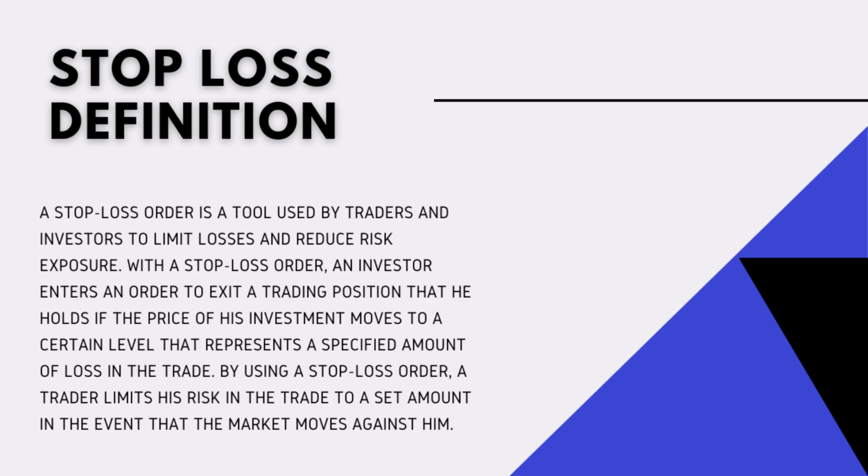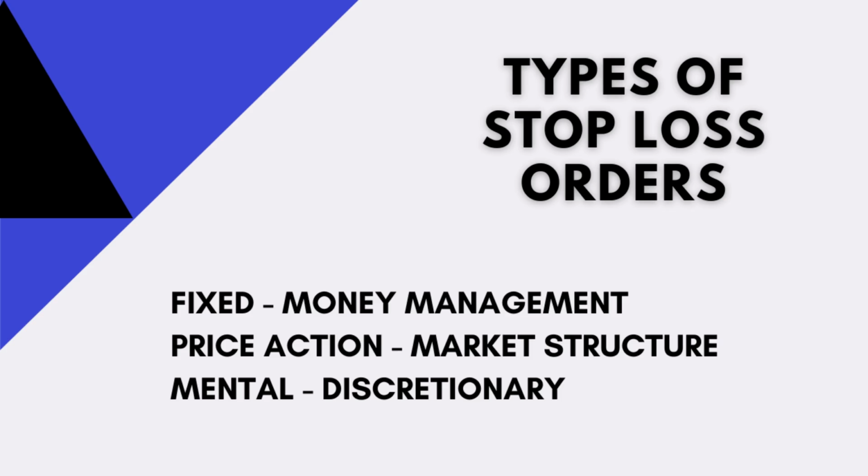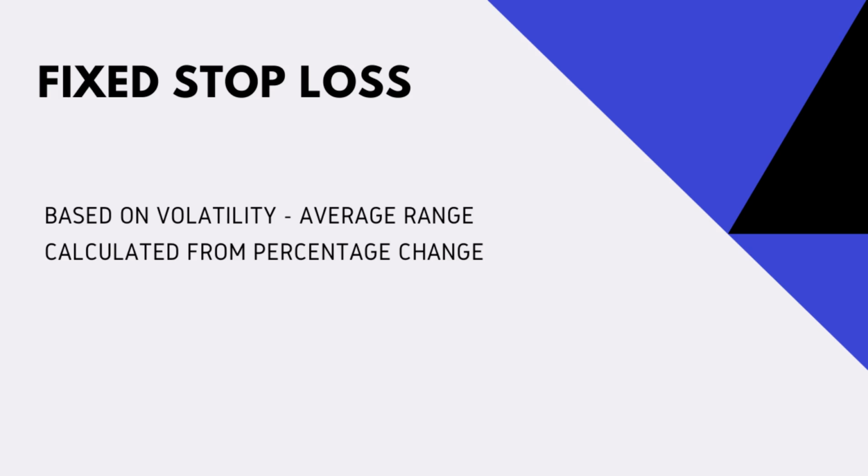There are several types of stop loss orders, and I will focus mainly on the most popular ones. The first one is a fixed, so-called money management stop loss. The second one is price action based on the market structure. And the third one, which is dedicated to the most advanced traders, is a mental discretionary stop loss order.